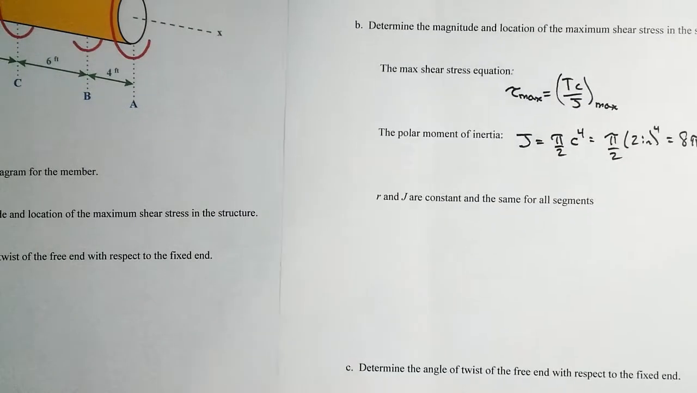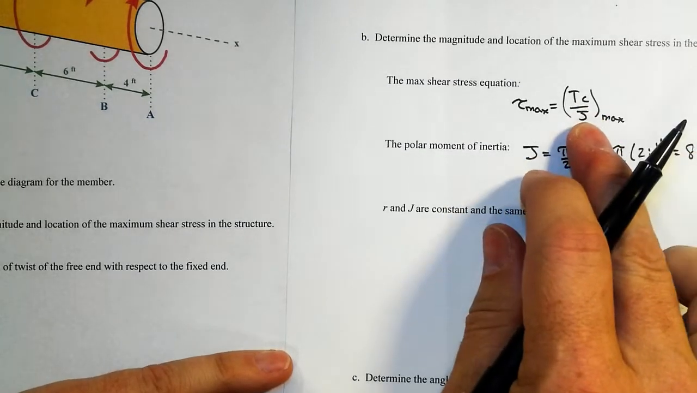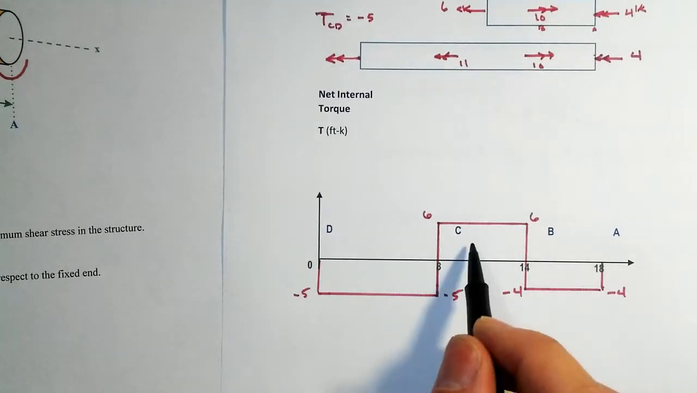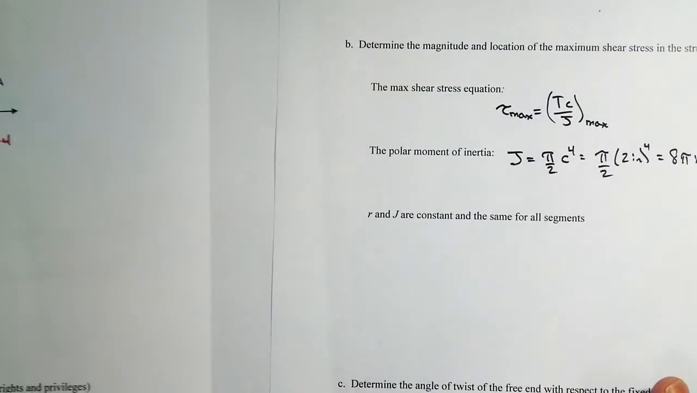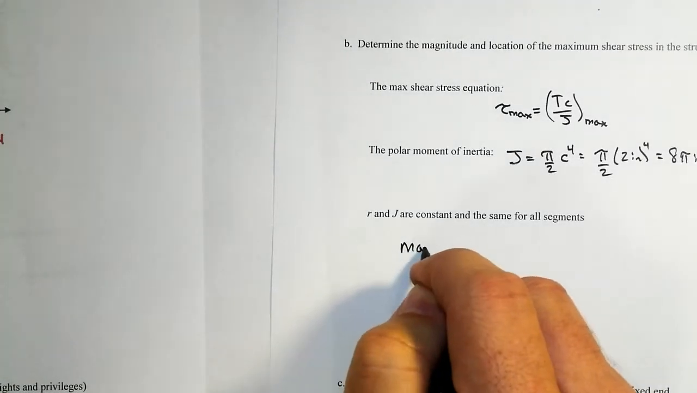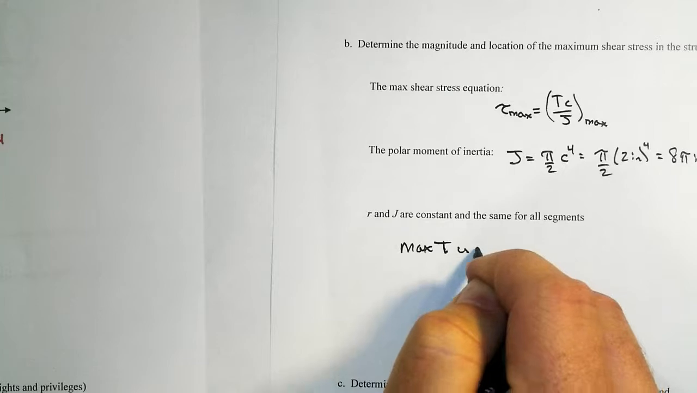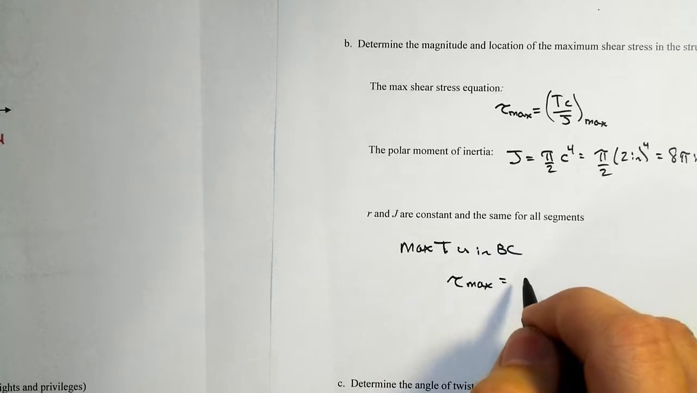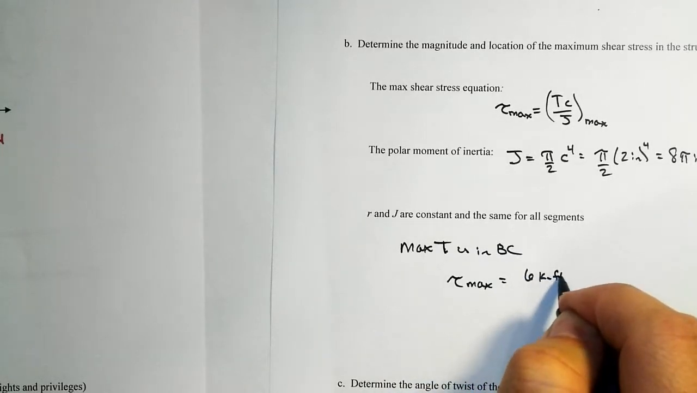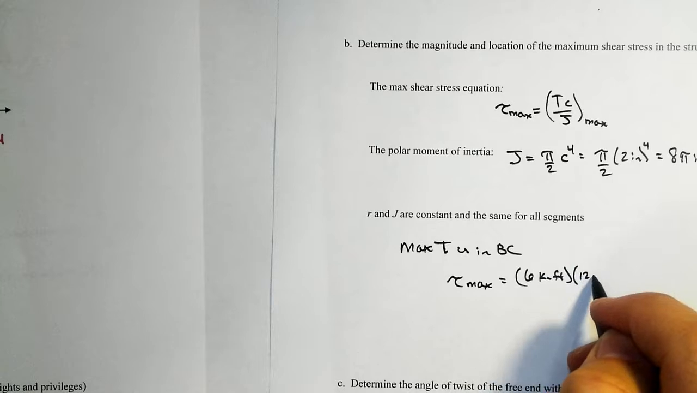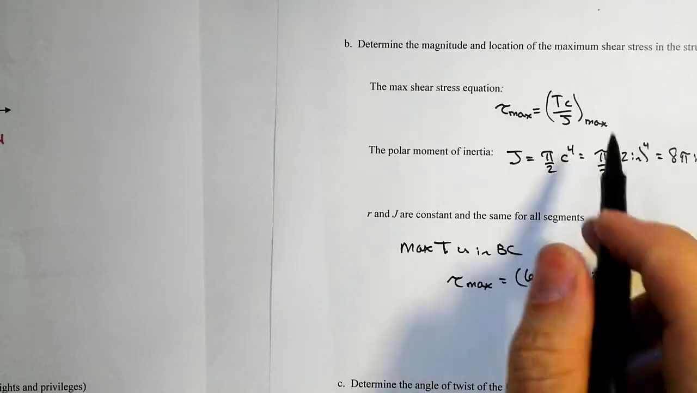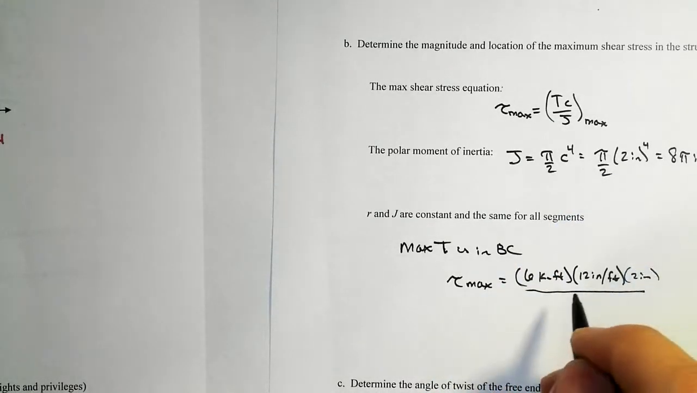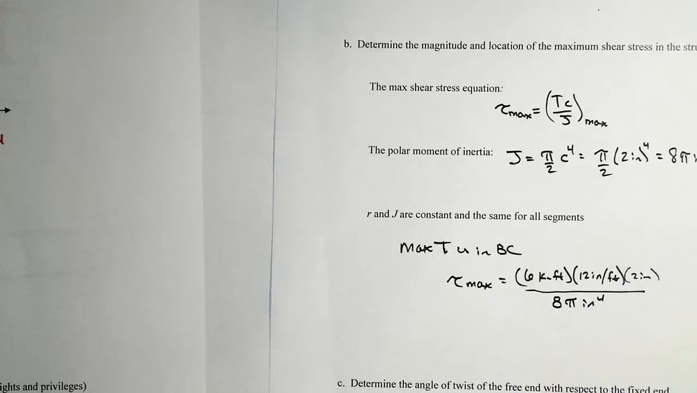Okay, so we can go with this as our model, go back to our torque diagram. J is constant everywhere. We just need to find the max torque. That would be in segment BC. And so tau max then equals 6 kip foot, convert it to kip inches, times our outer radius, 2 inches, and then over our J, 8 pi inches to the 4th.